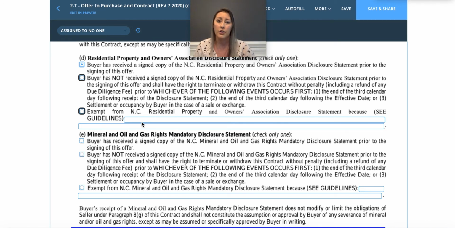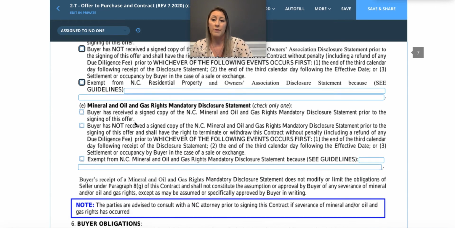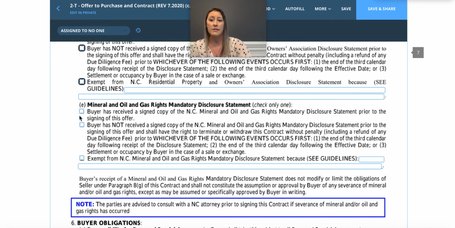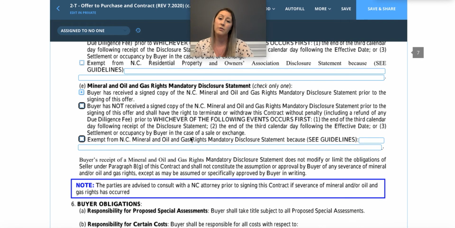Exemption would be a new build. If it was newly built and the builder has it on the MLS and you're submitting this and you're not under a builder's contract, you would do this. New construction homes do not require a residential property disclosure. Again, that's another document. I'll go over it another time. But that would be an exemption from that. And condos are exempt from that. Mineral oil and gas rights, again, we're going to say, yes, you've been a good agent and you've already given them along with this. They haven't received it yet, but your clients will get all of this when you send it over for them to sign.